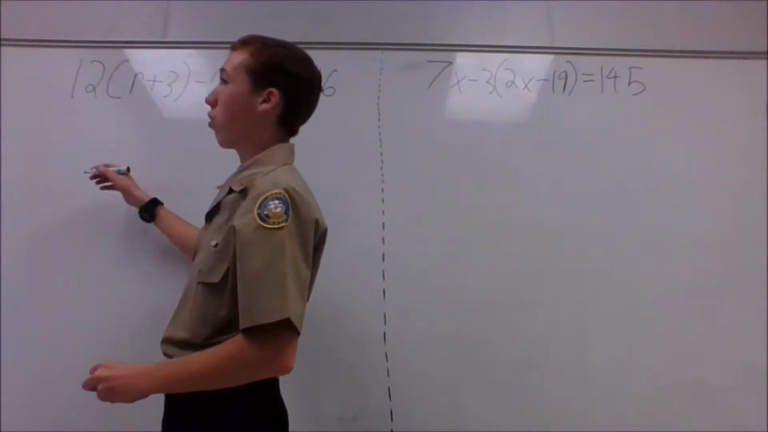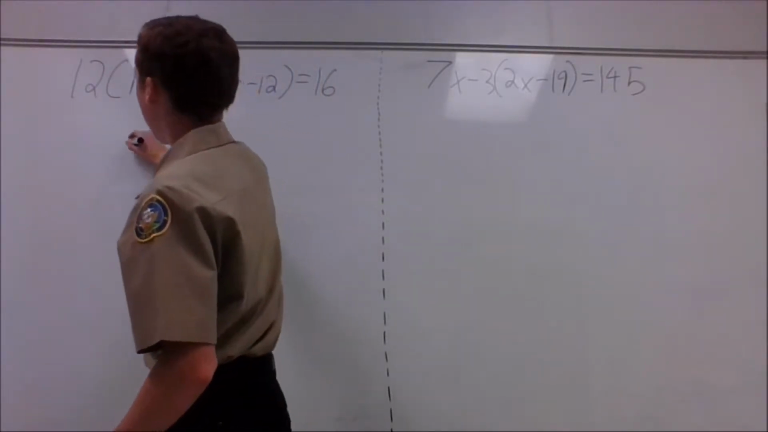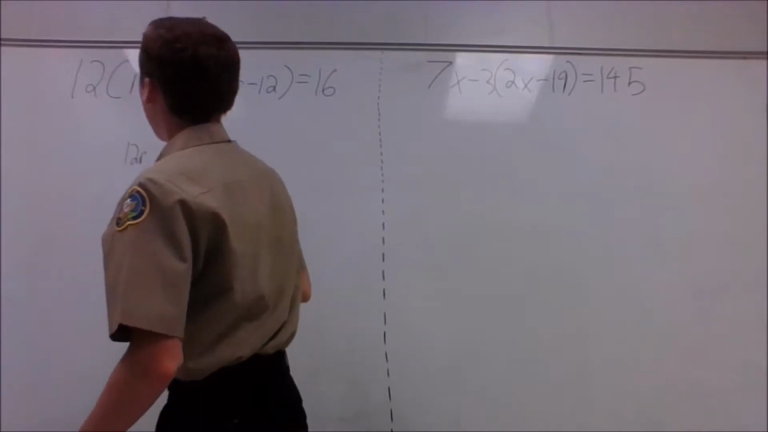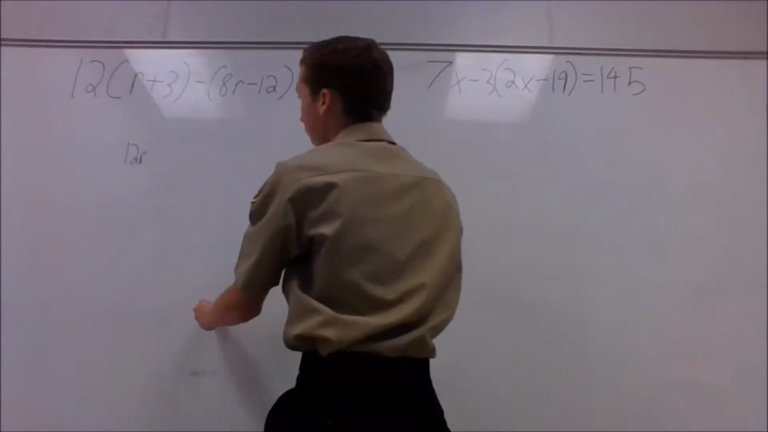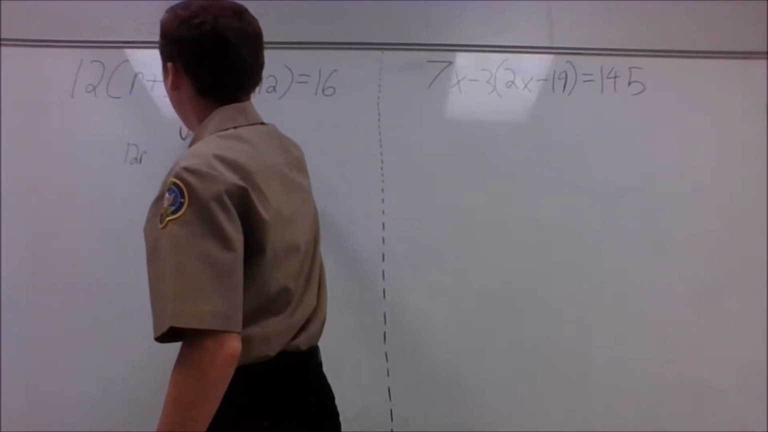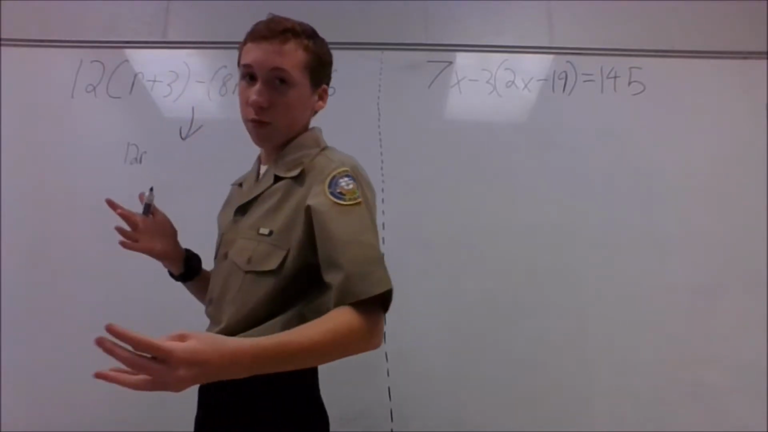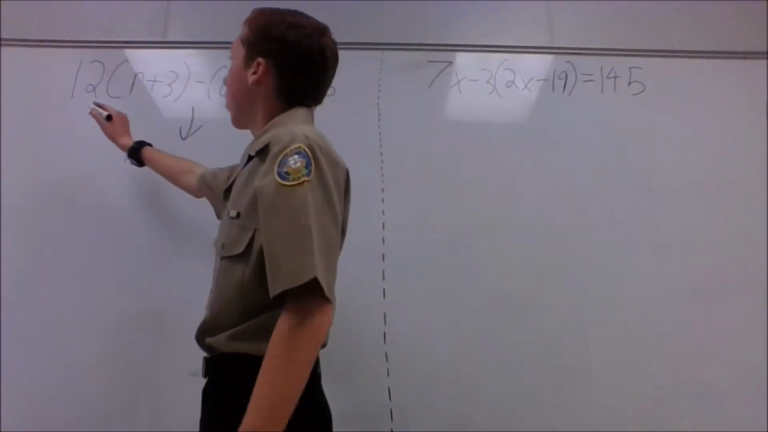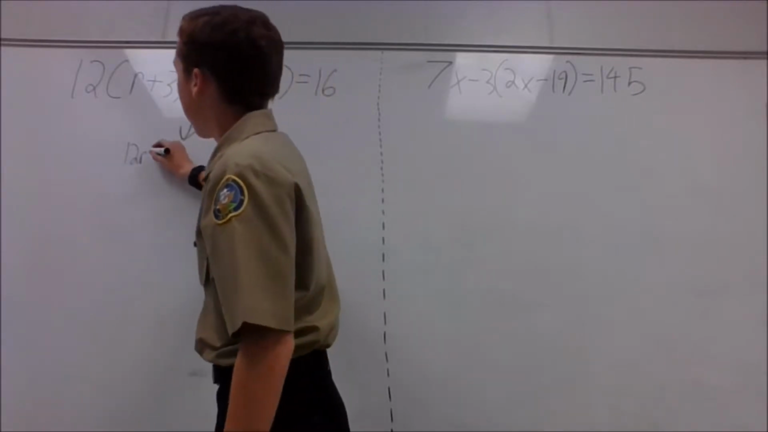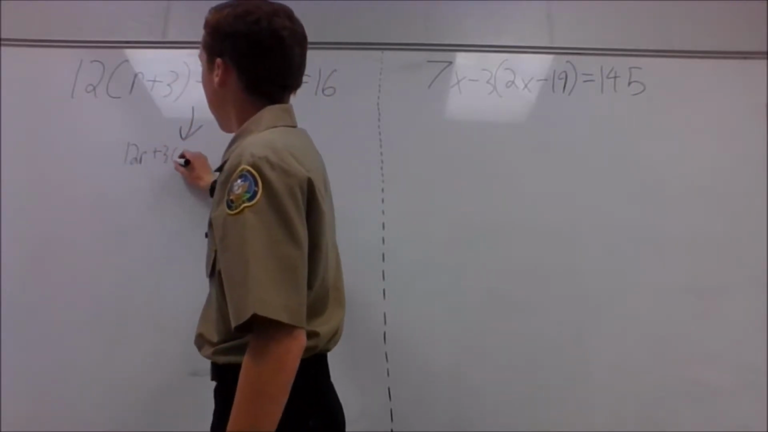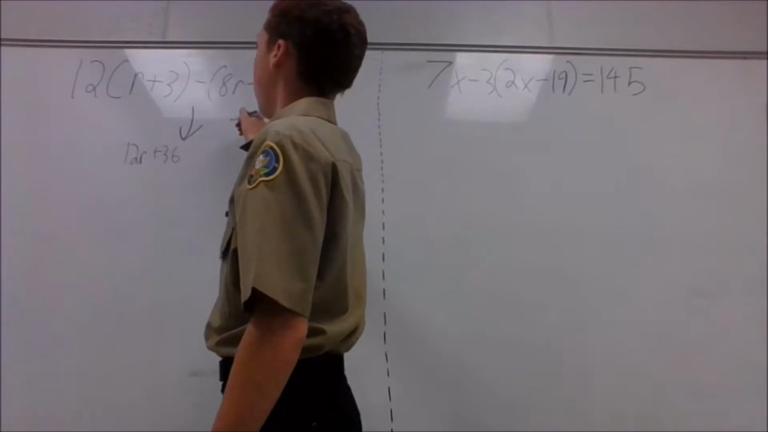So 12 times r, we don't know what r is, so we'll put 12r. And what I like to do to keep it all simplified is I like to make arrows going down. Just helps me think. I don't know about y'all. So 12 times 3 is 36. And then we have minus parentheses.